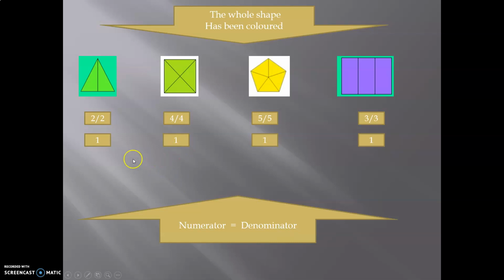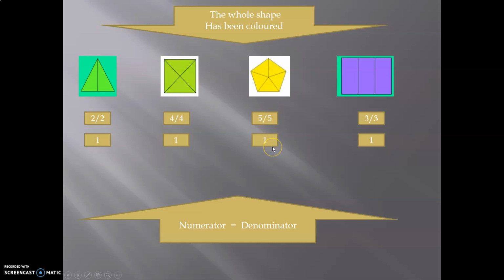Again, if the number of the numerator is the same as the number of the denominator, it means you finished the whole part. You finished how many shapes? Only one shape. You finished the parts of the one shape you had. So you can write 2 out of 2, or you can write 1. You can write 4 out of 4, or you can write 1. You can write 5 over 5, or you can write 1.